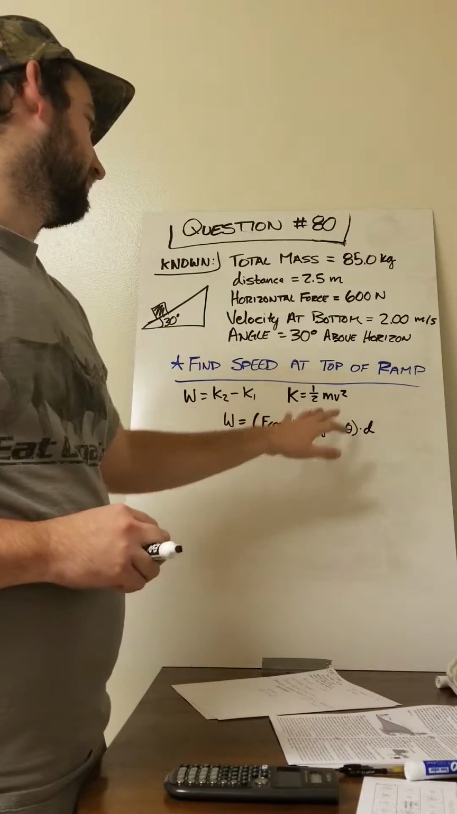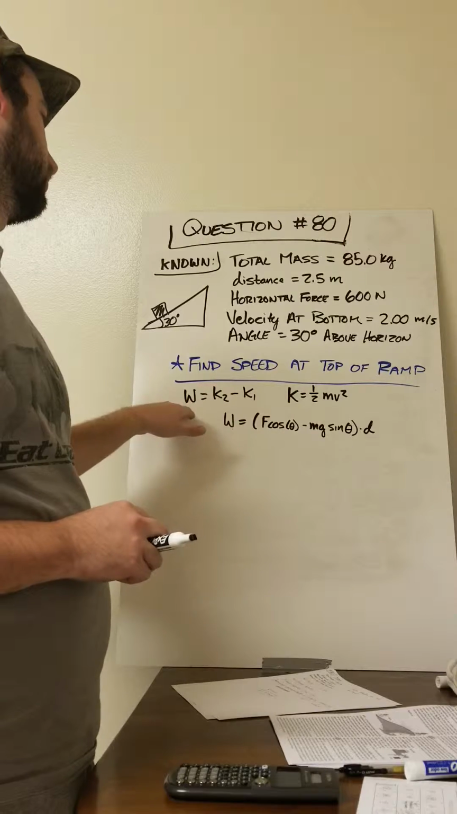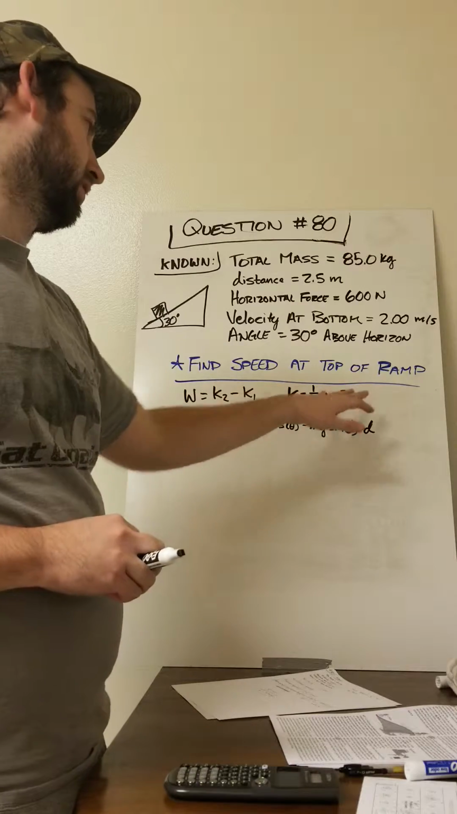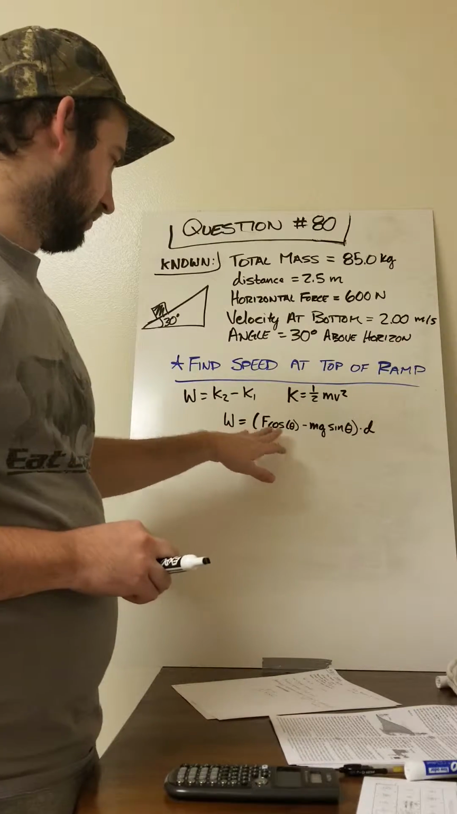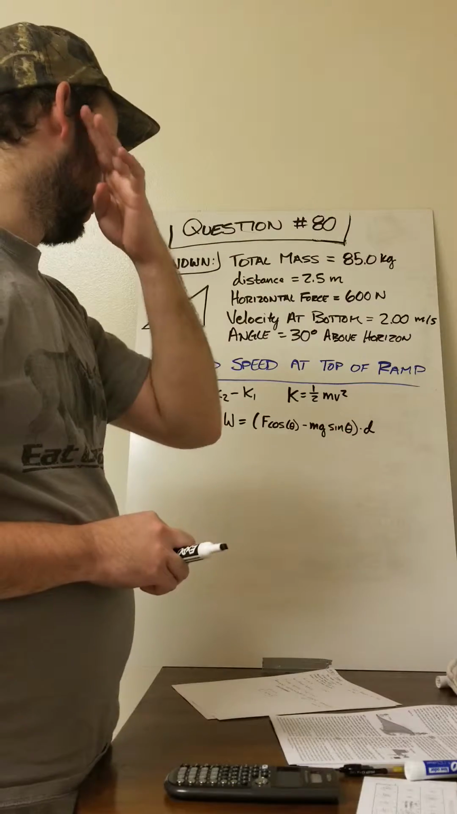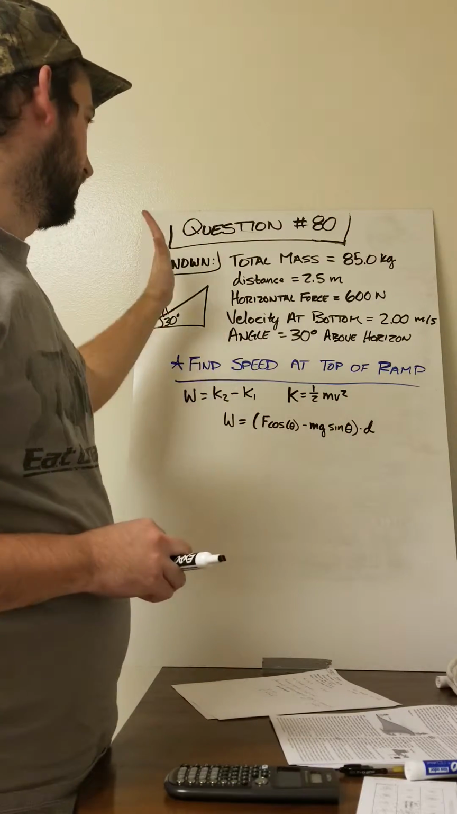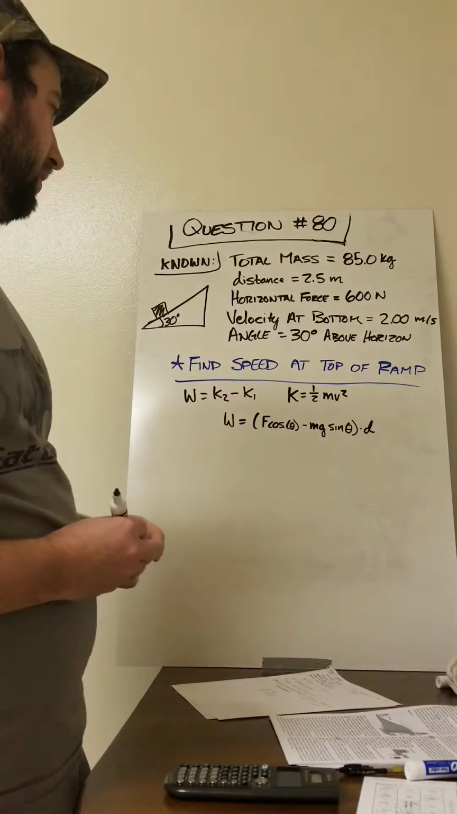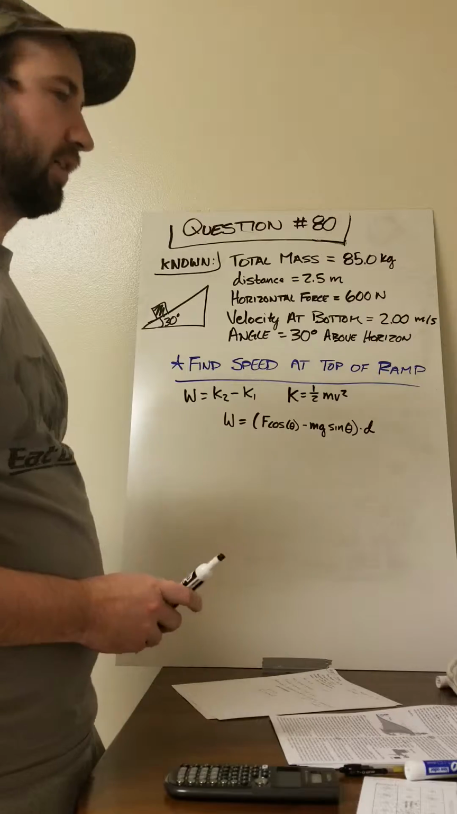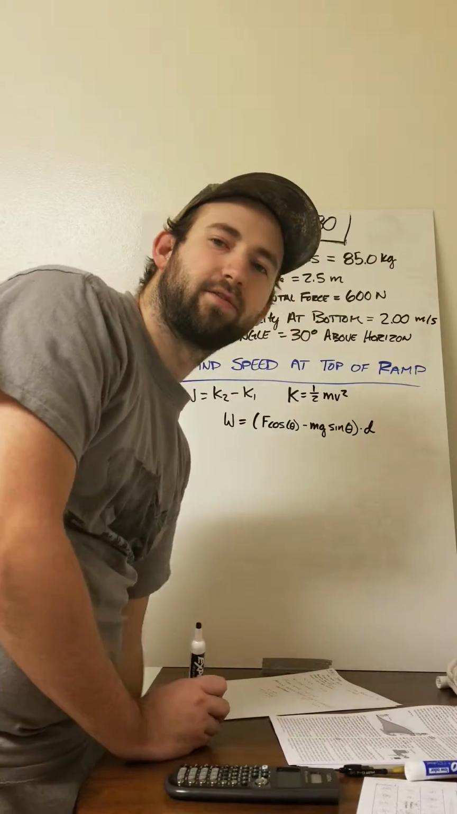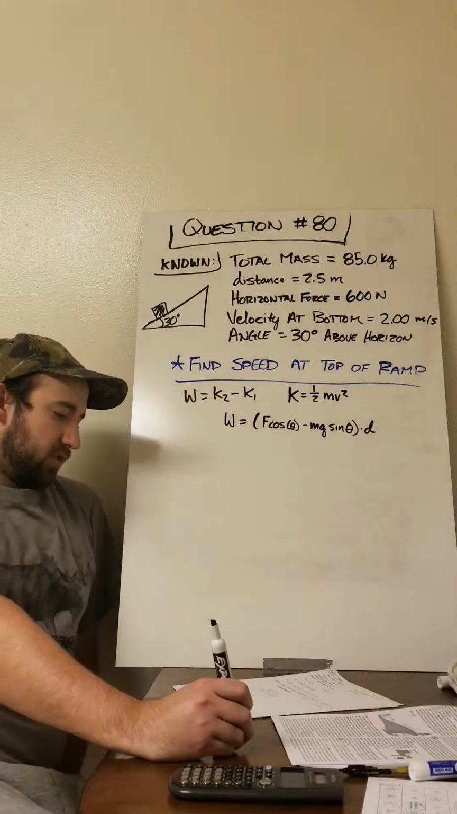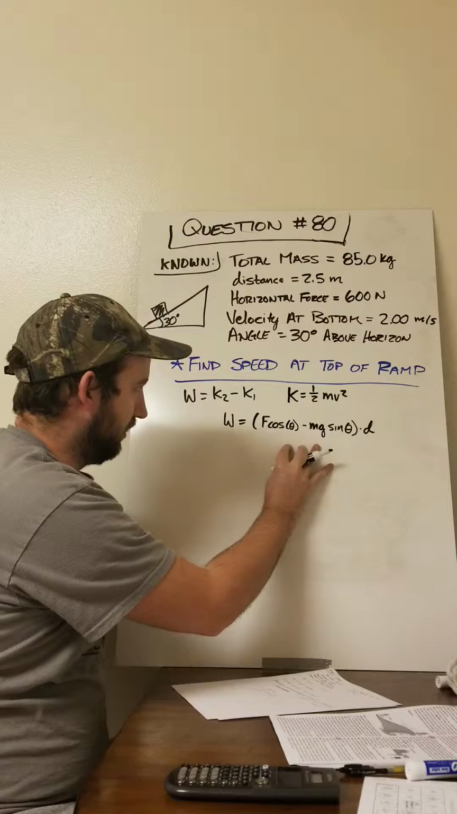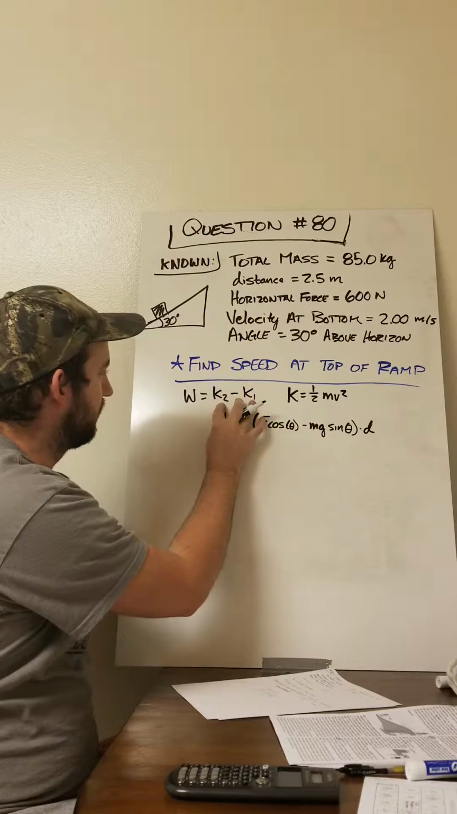So I've already written down some of our equations that we can use. So the work equals the change in kinetic energy. And then I also broke down the work into the different components of the force times the distance. And so now what we need to do is just use all that and put it together to find what we want. So to do that, the way I found out to do would be to use this and combine it with this.